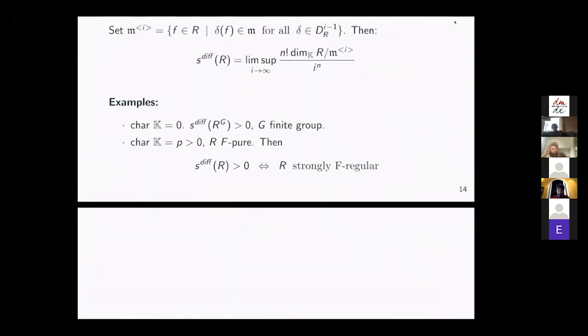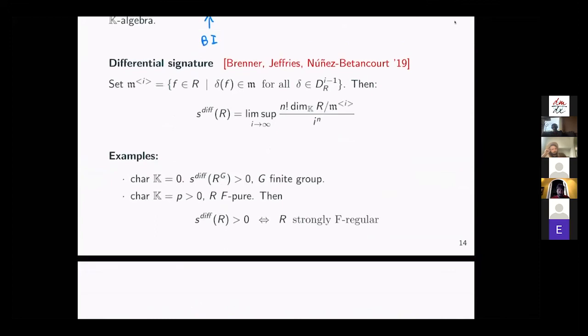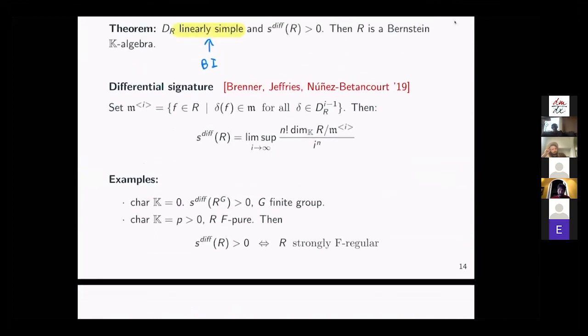Okay, so examples of rings with positive differential signature. In characteristic 0, we have the ring of invariants of a finite group. And in positive characteristic, if we have a ring that is F-pure, then the differential signature is strictly positive if and only if this is strongly regular. So these are still results of Bernard, Jeffries, and Núñez-Betancourt.